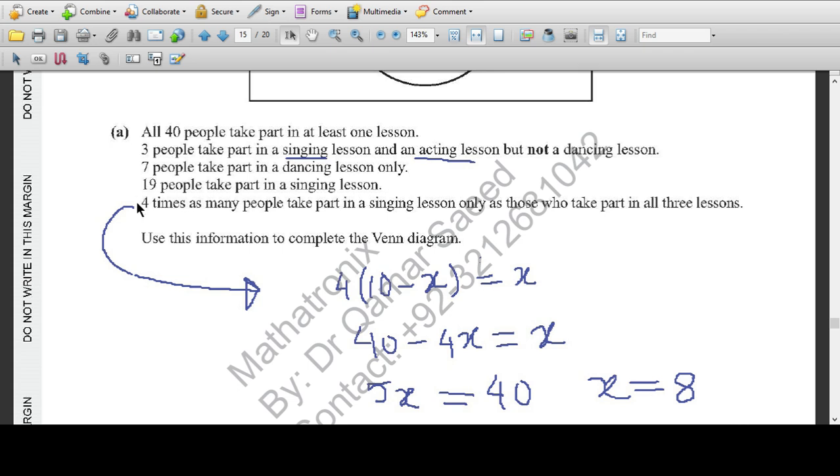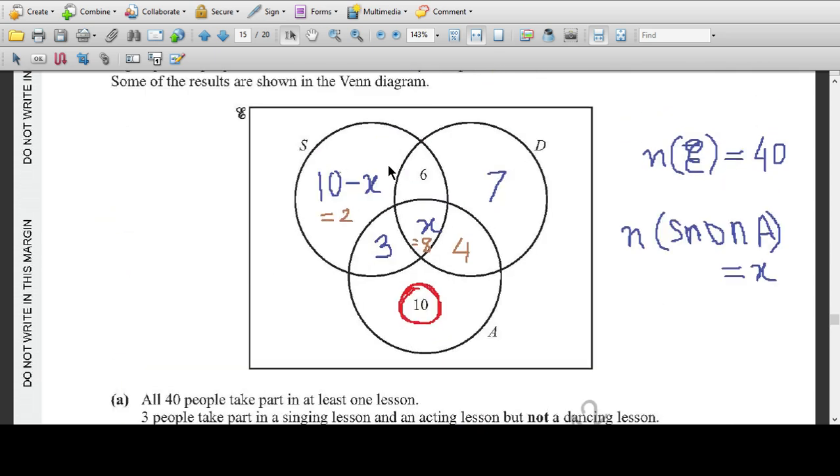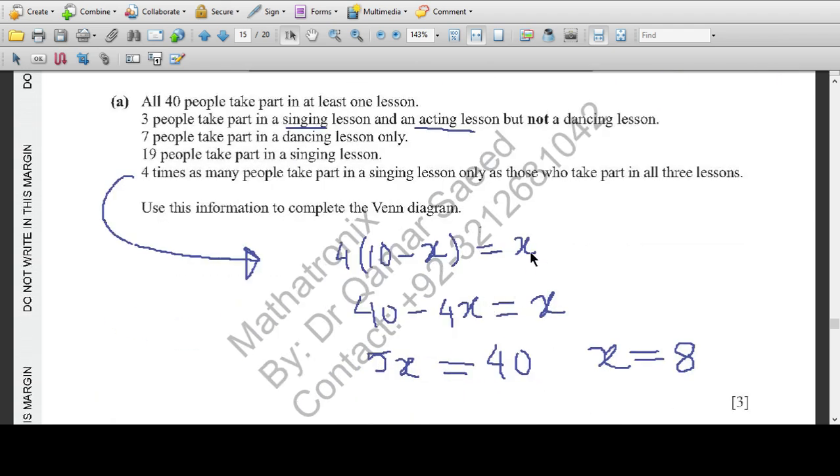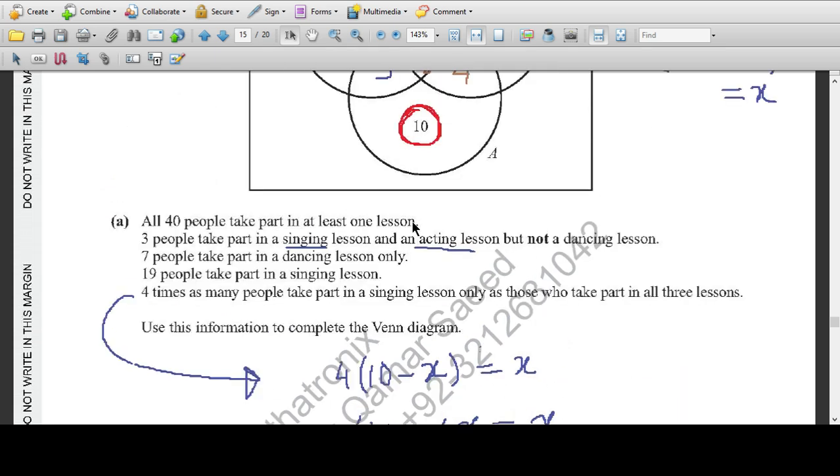From the last information, we have 4 into 10 minus x. The singing region is 4 times this x. So 4 into 10 minus x is equal to x. Now 4 into 10 is 40, and 4 into x gives minus 4x, equal to x. So 40 is equal to 5x. 5x is equal to 40, x is equal to 8. So x is obtained as 8.